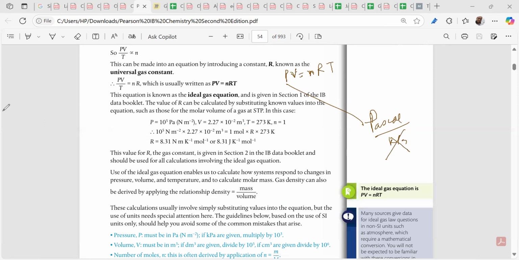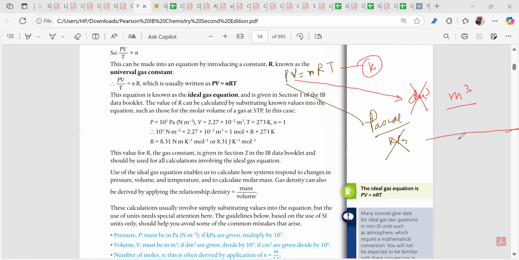Volume: maximum students take decimeter cube. No, volume must be in meter cube. Clear? Got it? And temperature must be in Kelvin. Get my point? What would meter cube be like?